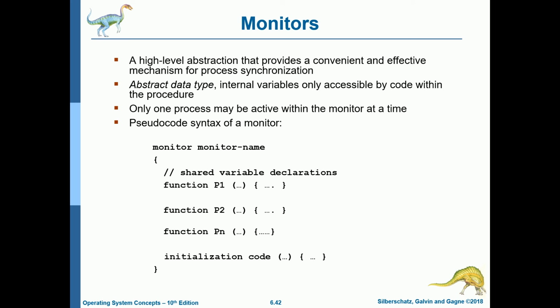In relation, a monitor type is an abstract data type that includes a set of programmer-defined operations that are provided with mutual exclusion within the monitor. This means a function that is defined within a monitor can access only those variables declared locally within the monitor and its formal parameters. Similarly, the local variables of a monitor can be accessed by only local functions.